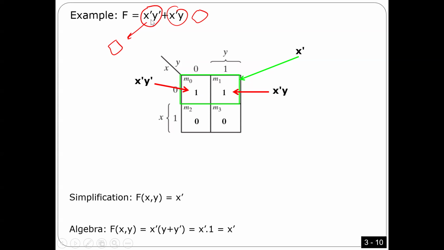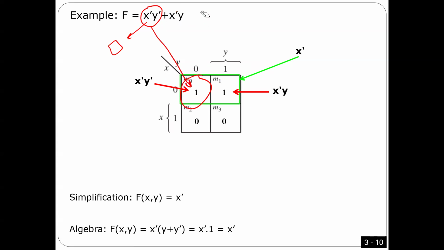This one means all squares in the intersection of x prime and y prime should be ones. I know this is y prime, and I know this is x prime. So the intersection is this one. Here the intersection is only one square, so because of this term, I'm going to put one here.